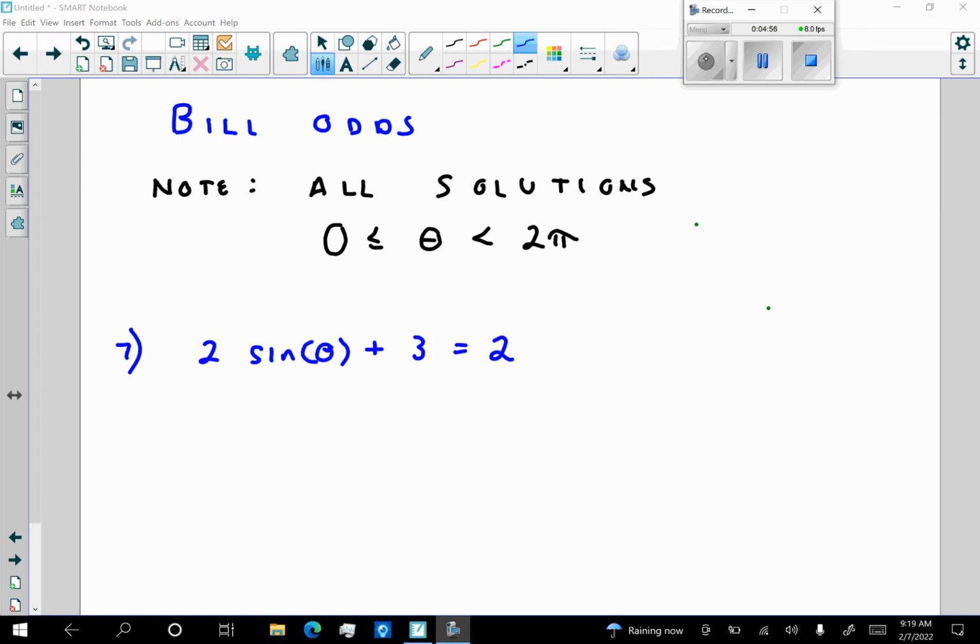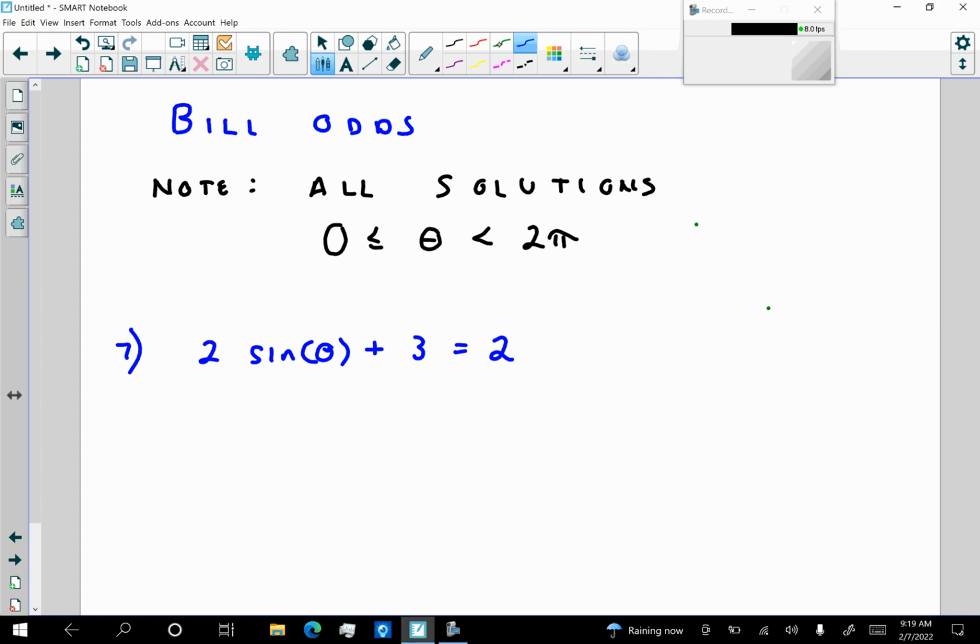Okay, so let's jump into number 7 on the bill. This is an odd one. Let's do this example. Step 1 is going to be to solve for the trigonometric ratio. Mary Beth, what trigonometric ratio do you see in this particular equation? That's true, Mary Beth. That particular trigonometric equation has a sine.